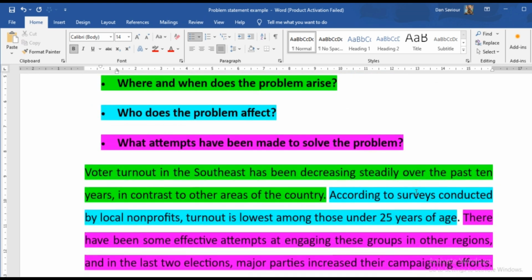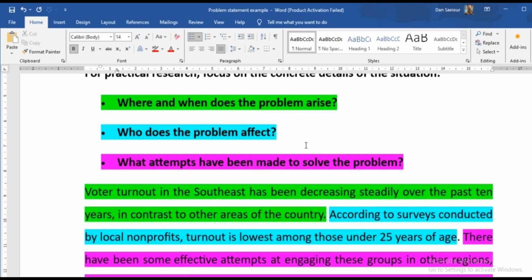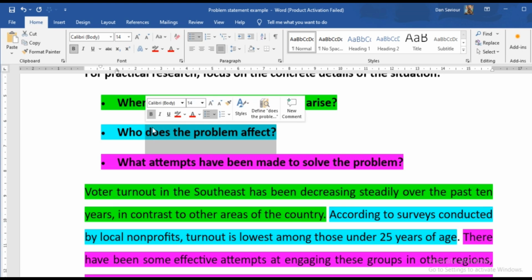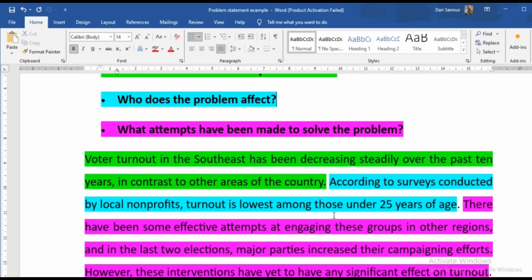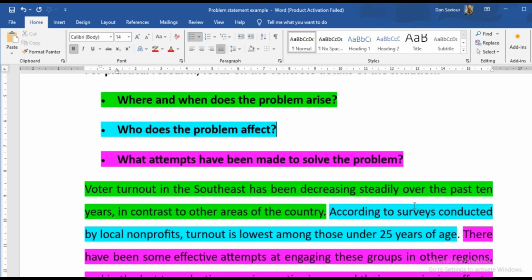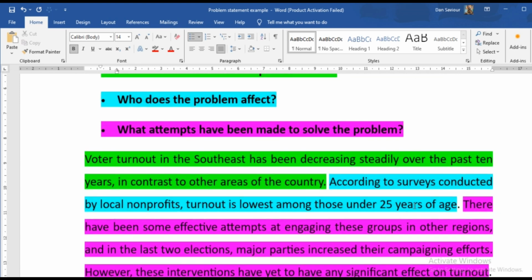Now, the other one is who does the problem affect? So according to the survey conducted by local non-profits, turnout is lowest among those under 25 years of age. Now you found out that we are actually addressing who does the problem affect, right? So we're trying to see from our writing here that the people that the problem affects are those under 25 years of age, which is very understandable, right?